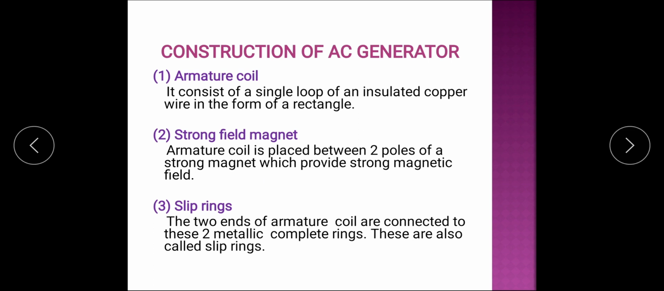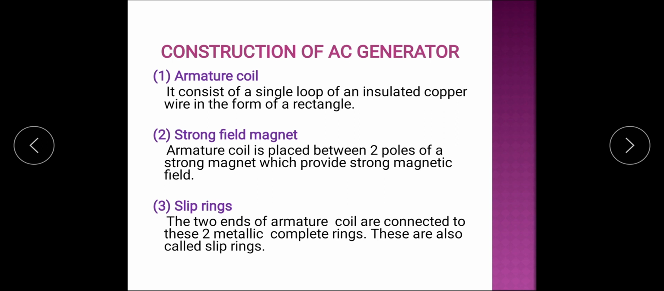Let's discuss the main parts of the AC generator. The first is the armature coil, that is the rectangular coil which is kept in the magnetic field. Next is the strong field magnet. The strong magnets provide a very strong magnetic field in which the coil is rotated. And the third important component of the AC generator is the slip rings.